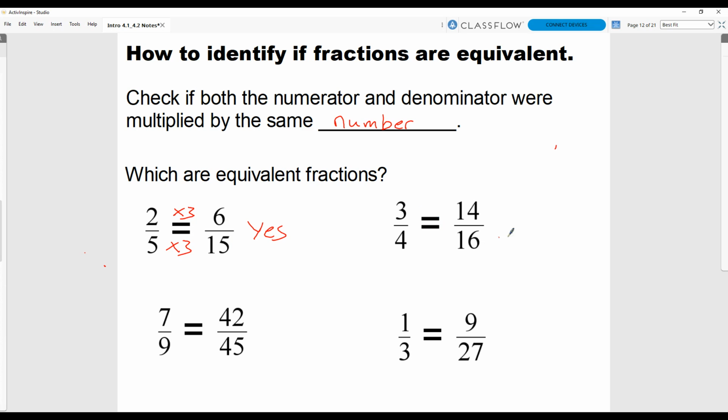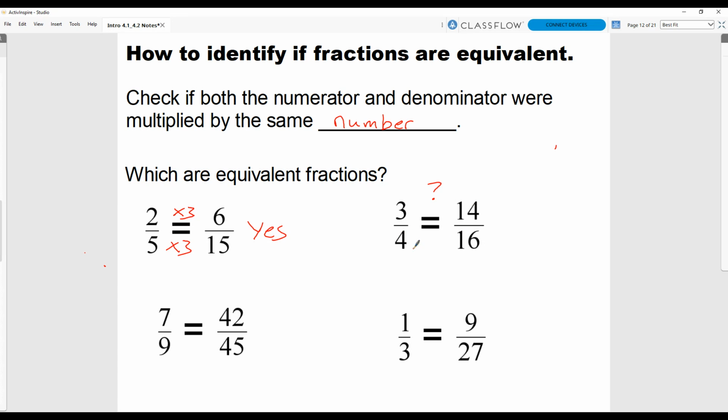Okay, so check this one over here. We'll see if both the numerator and denominator got multiplied by the same number. To go from 3 to 14, I'm not quite sure what gets multiplied. And sometimes you'll run into that. Sometimes you look at it and think, oh, I don't know what that is. So I'm going to check this one down here.